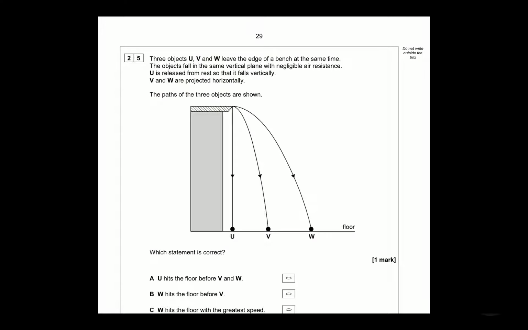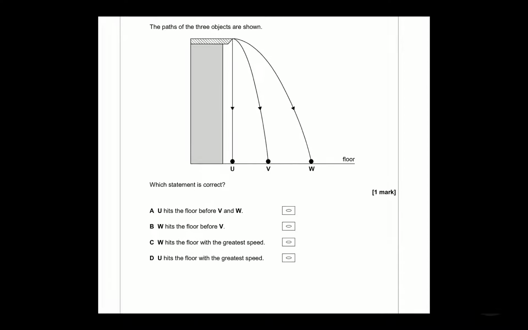All right, a SUVAT one. 3 objects, U, V, and W, leave the edge of the bench at the same time. The objects fall in the same vertical plane with negligible air resistance. U is released from rest so that it falls vertically. V and W are projected horizontally. The paths of the 3 objects are shown. What statement is correct?